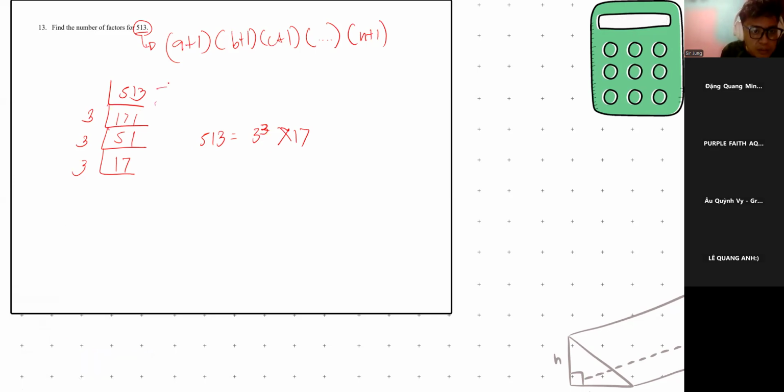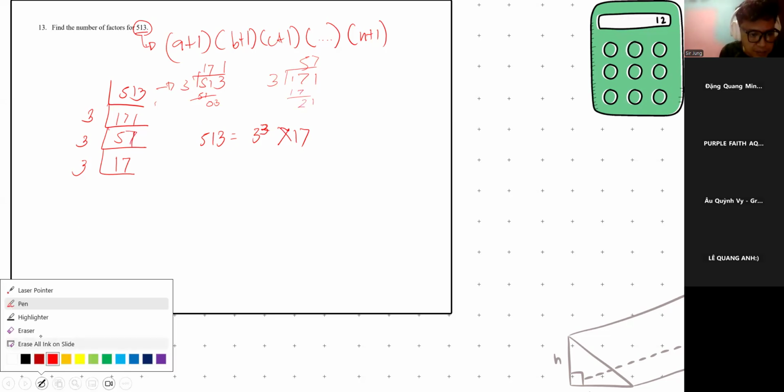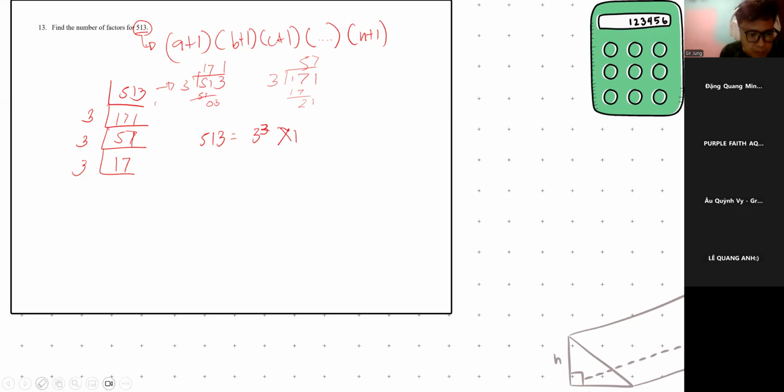Wait, let's check. 513. Where did I go wrong? 513 divided by 3 is 171. 171 divided by 3 is 57. Ah, it should be 57, not 51. Sorry. It should be 19. Sorry, sorry. Should be 19.